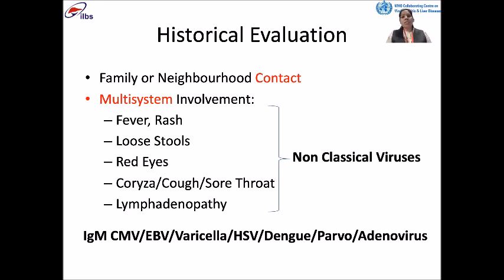We also need to check for any other multi-system involvement through non-classical viruses, like if the child is showing any signs and symptoms of fever, rash, loose stools, red eyes, coryza or cough, sore throat, or any lymphadenopathy. These may be signs and symptoms not only of the hepatitis A virus, but could be due to other viruses also. So it is very important to rule out which type of virus is causing these symptoms. Once it is ruled out, some specific treatment modalities can be started.